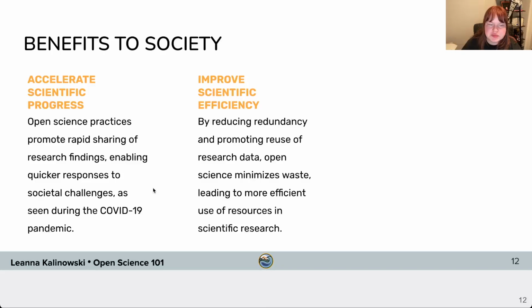Another way open science benefits society is that it helps to improve scientific efficiency. Quite a significant chunk of research is paid for with government funding, depending on the country that you live in. By reducing redundancy and promoting the reuse of research data, open science minimizes waste, leading to more efficient use of resources in scientific research, which is often taxpayer funded in many instances. It certainly is in the countries that I'm familiar with, the United States and Canada.